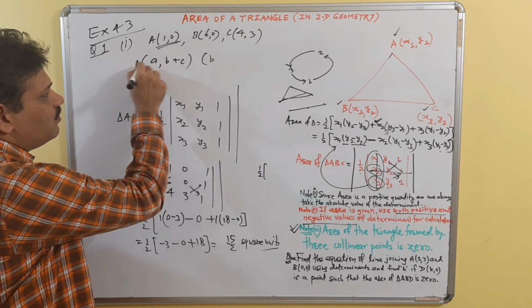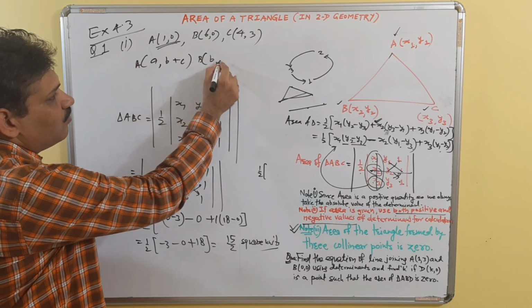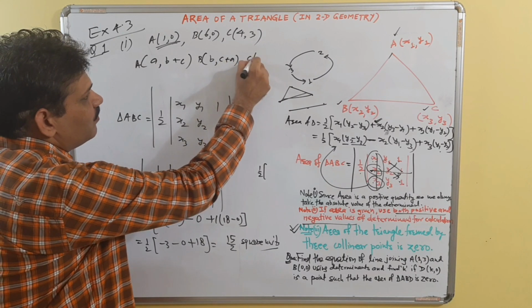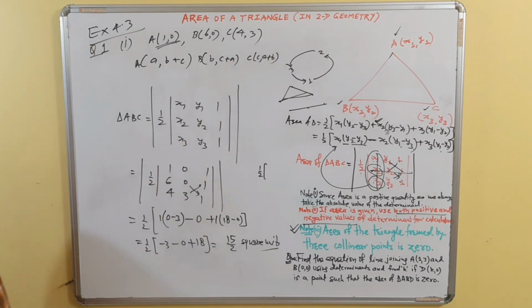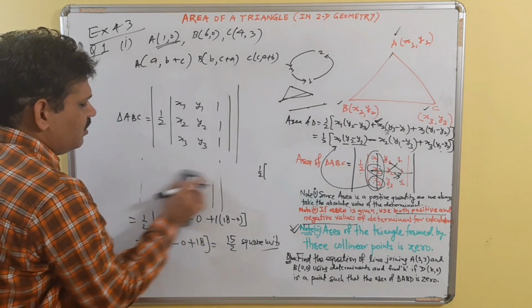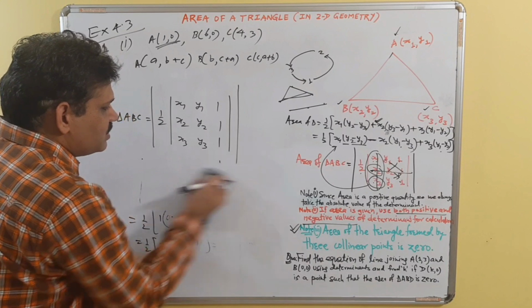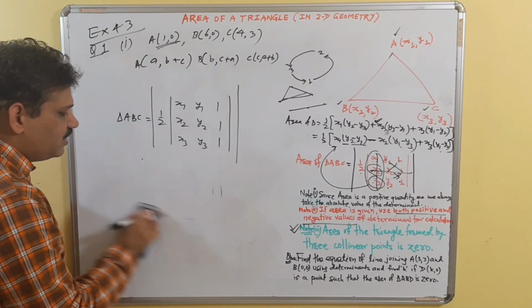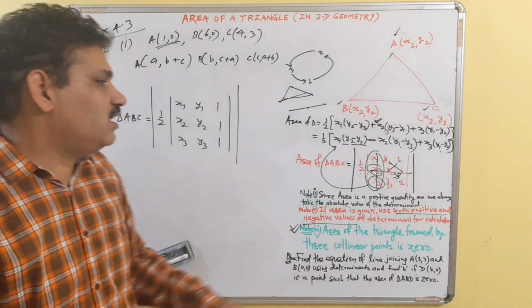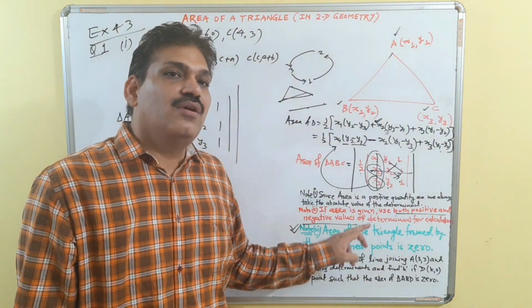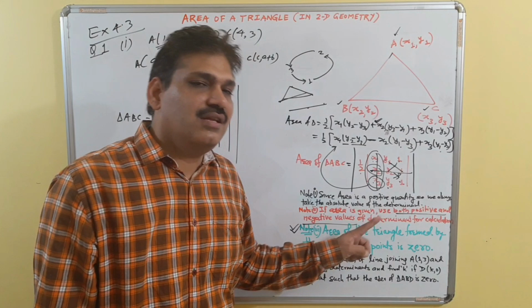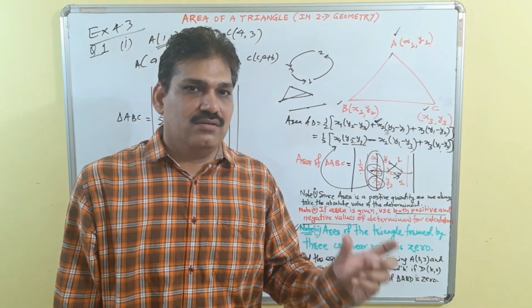Well, the second question says, show that the points A, B plus C, and B, C plus A, and the point C, A plus B are collinear. If we try to find the area of this triangle ABC, and if the area of triangle ABC is 0, then we can say that the points are collinear. If the 3 points are collinear, then the area of the triangle is 0. If the area of the triangle is 0, then the 3 points are collinear.